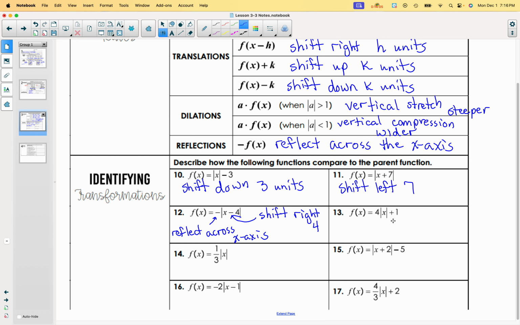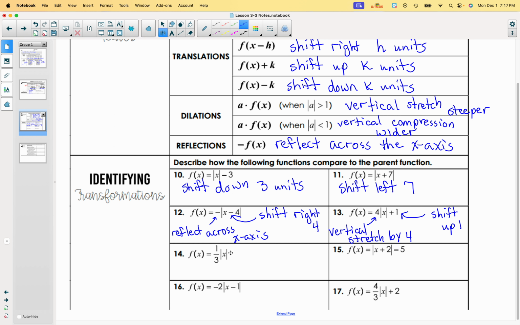This one also, two things. This 4 out front, vertical stretch by 4, so it's going to be steeper. This plus 1, it's going to shift up 1. It's a vertical shift. Again, you can check this out on your graphing calculator. If you were going to graph this, oh, well, we'll talk about this in a minute, the vertex. We'll look at that later.